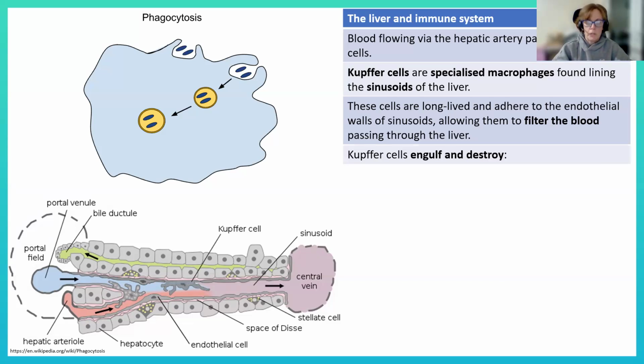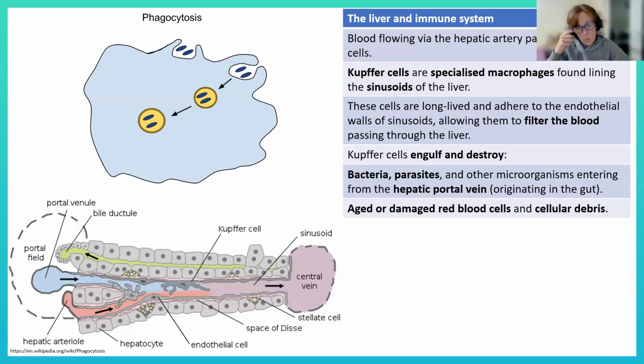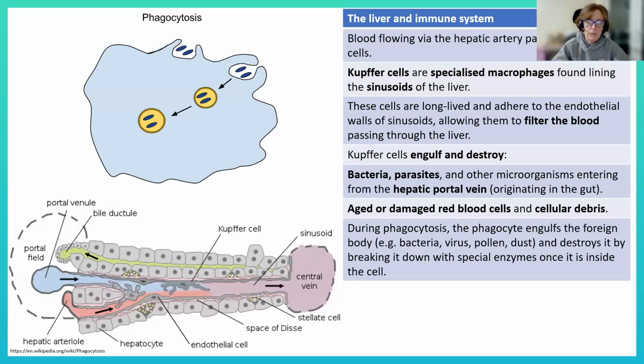So they engulf and destroy any bacteria, any parasites, and any other microorganisms that we're getting straight from the hepatic portal vein. They will also take away any aged or damaged red blood cells and cellular debris. So this is quite an important function of the liver as well, to get rid of the red blood cells. Red blood cells don't circulate for very long. They've got a very short life, so there's a really high turnover of these cells. They need to be removed really regularly.